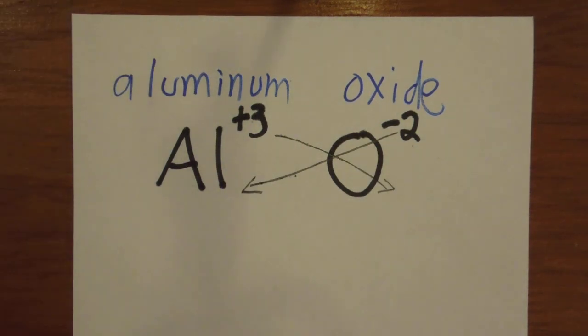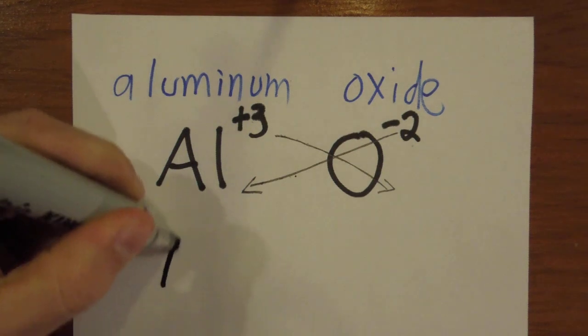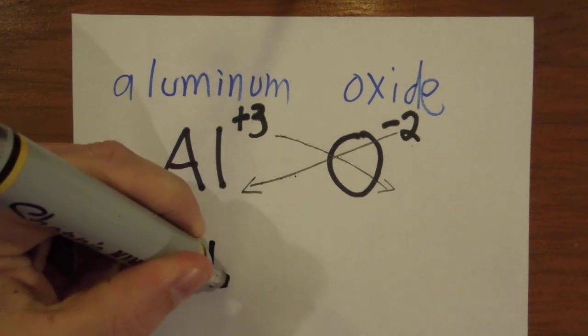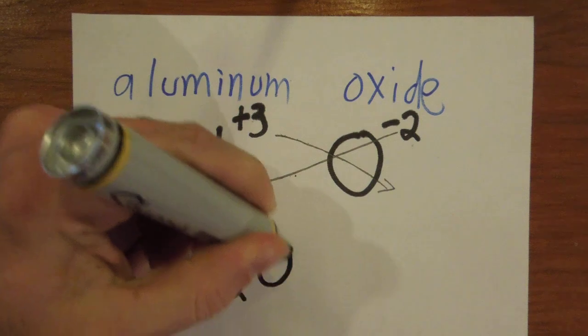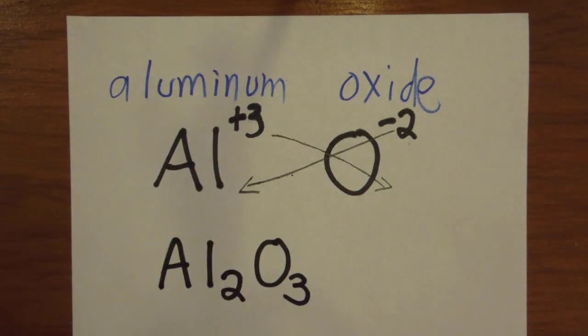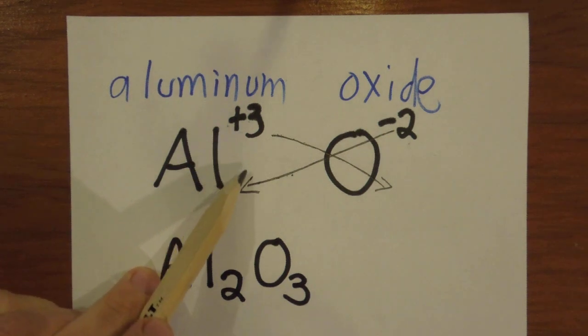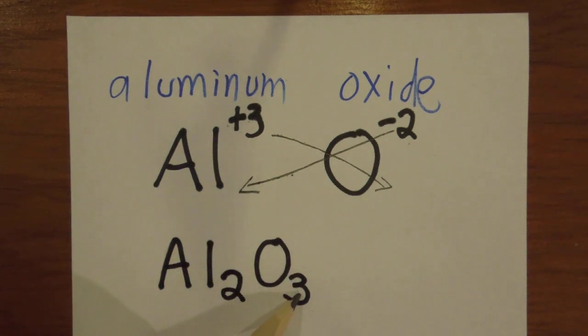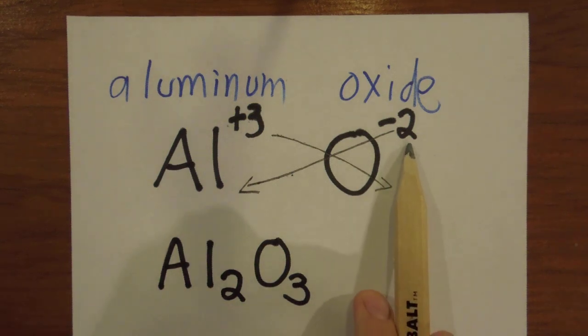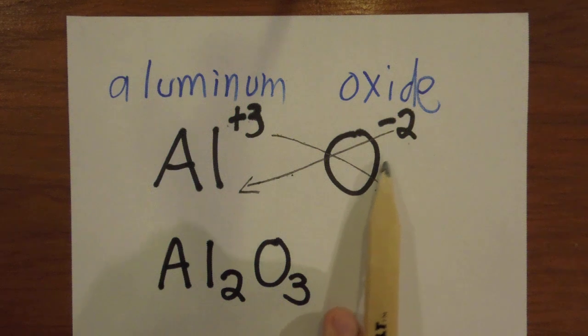And so the resulting formula of aluminum oxide is Al2O3. And there you are. As you can see, this 3 started off as a superscript for aluminum, but ended up as the subscript for oxygen. And this -2 started off as the superscript, or the charge for oxygen, and ended up as the subscript for aluminum.